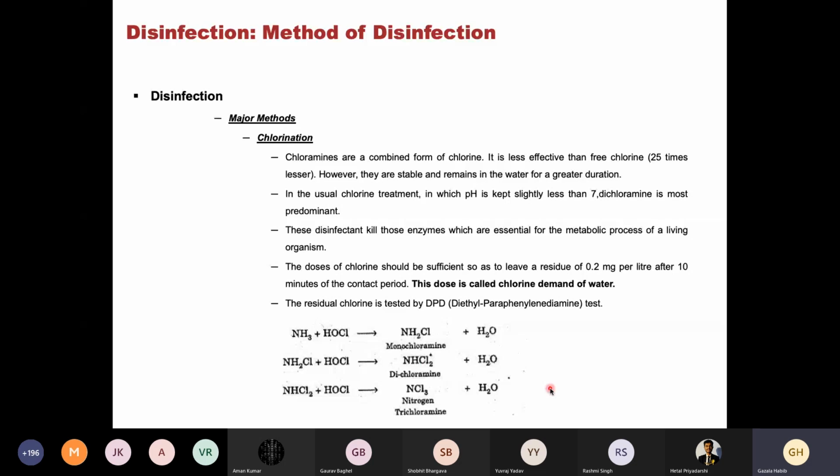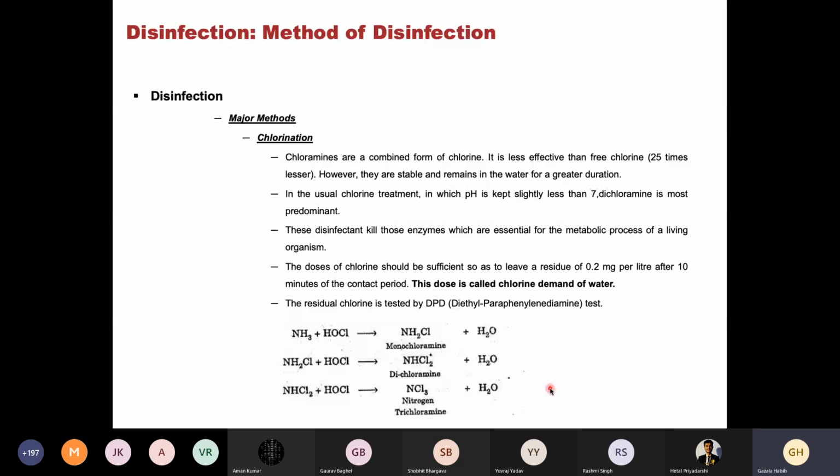The dose is called the chlorine demand. So the total chlorine applied to the water and whatever residual remains in the water, the difference of these two values is known as the chlorine demand of the water. And the residual chlorine can be determined by the DPD test.